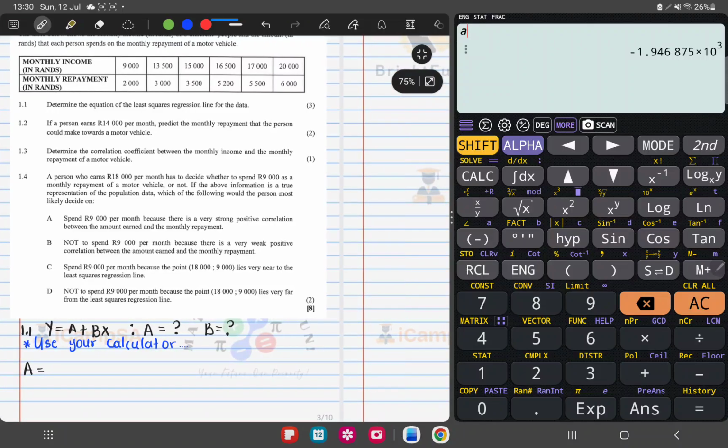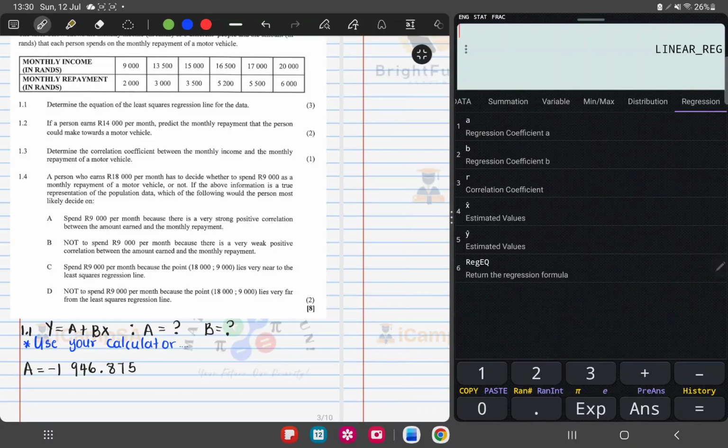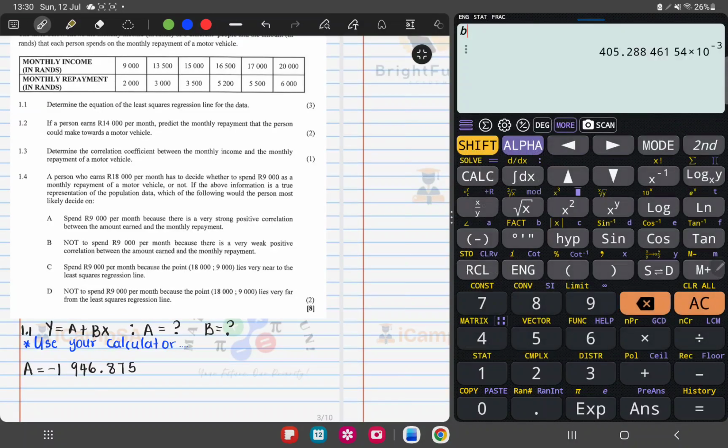So let's quickly note down the value of A. That is negative 1,946. I'm just going to make it 3 decimal places, so it's 875. Okay. Then let's go for the value of B. Shift 1, stats, regression, and we go for B. You will see that the value of B is times 10 to the negative 3, so that's 0.405.